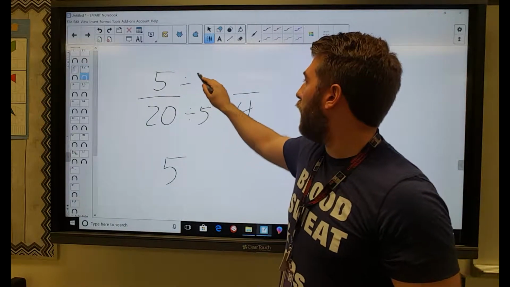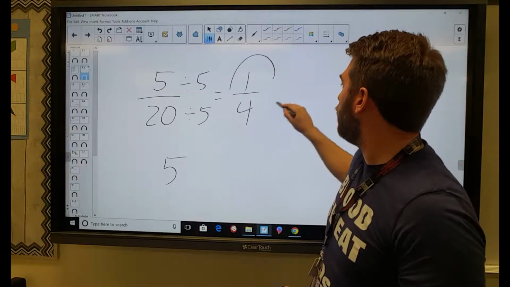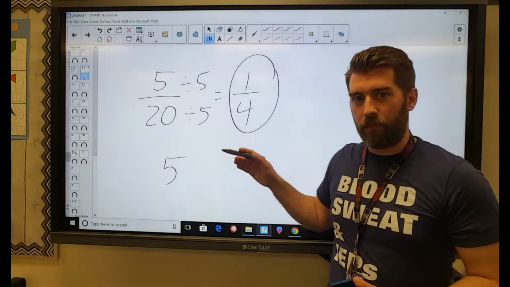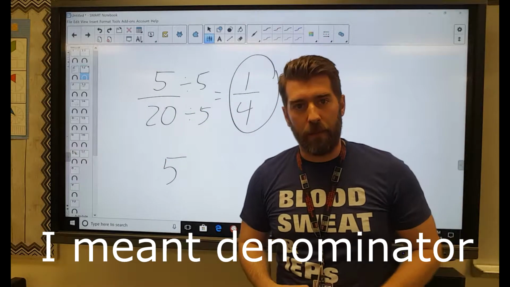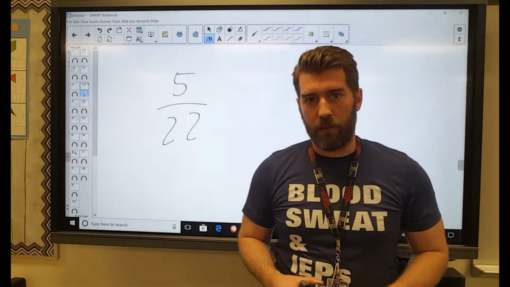And then, of course, 5 divided by 5 is 1. So 5/20 is just 1/4. Let's take a look at something involving this fraction. What if that numerator had been just a little bit different? Okay, this time I have 5/22.